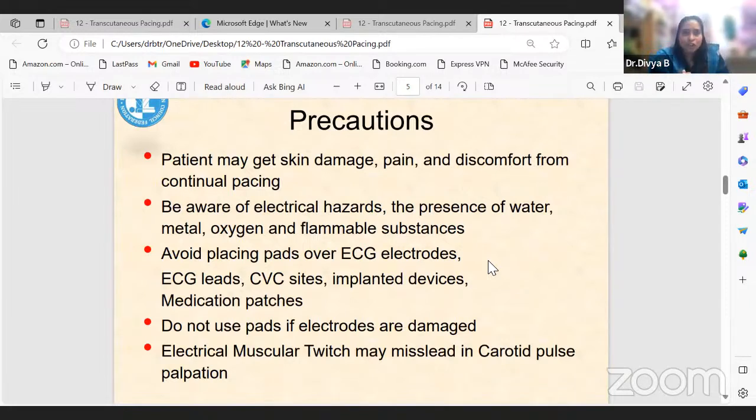And then make sure you are not placing the electrodes on the ECG electrodes. And then make sure all the wiring of the electrodes is well, and there's no break in the wiring, and that it's not damaged.